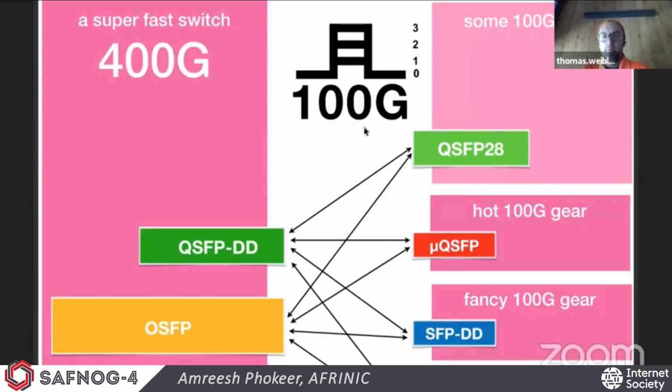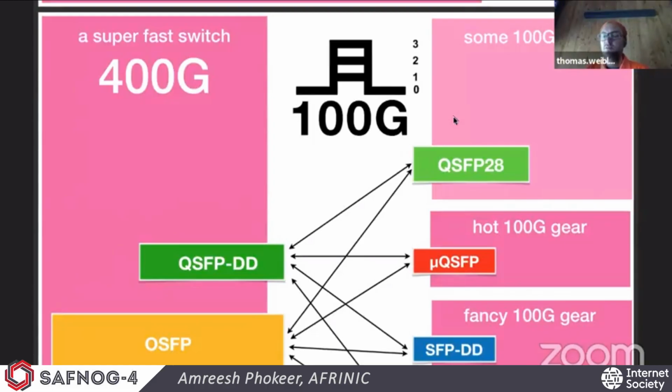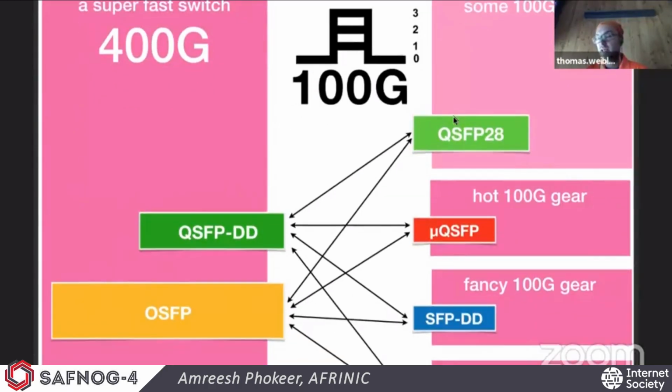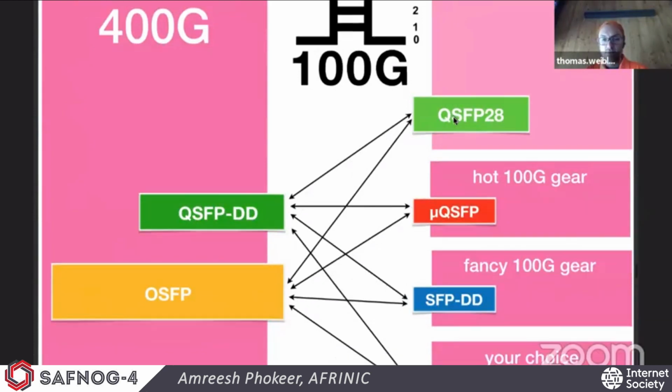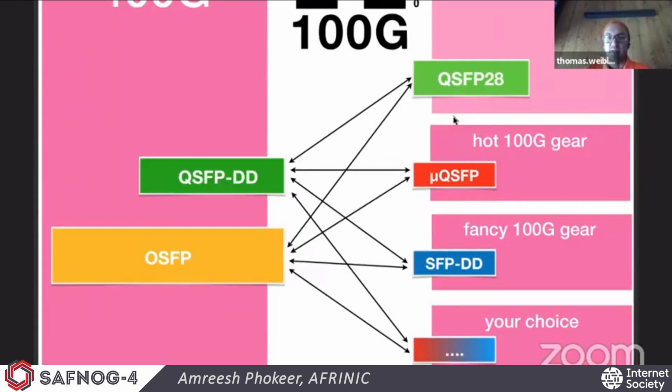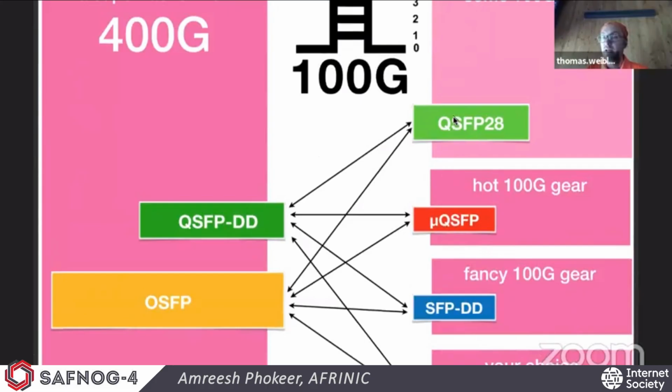All is done on PAM4 technology. So we are speaking of 100 gigabit on each lane on the optical side. And on the 100 gigabit side, we either have 100 gigabit QSFP28 based network cards or switches. And with time, some new form factors will also be introduced for the 100 gigabit, which are the micro QSFP or SFP-DD, or something else. But pretty much these are the new developments on the 100 gigabit as well. And that's a result of the 400 gigabit, basically.